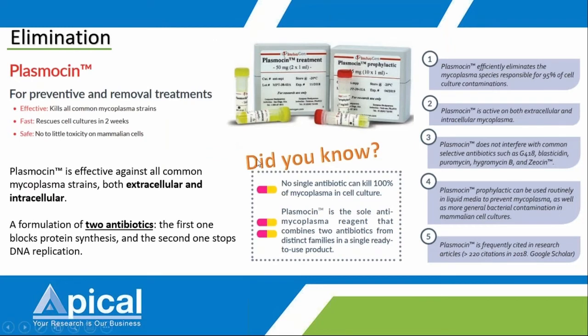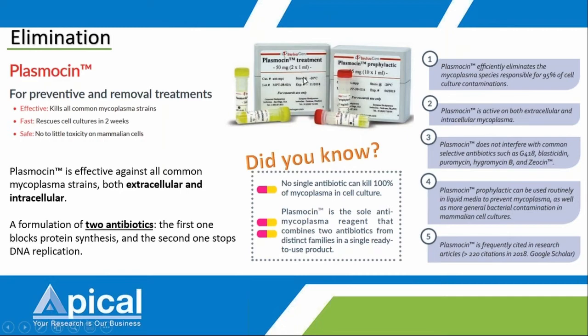We have the prophylactic, which is used to prevent contamination, while the other is used as the treatment. So basically you have two types of packaging. If you can see here on the picture, you have the treatment and the prophylactic. The packaging with the red tube is used to prevent the contamination, and the treatment is used to eliminate.